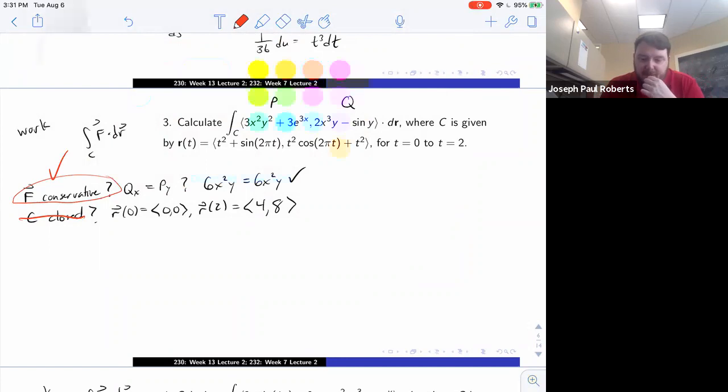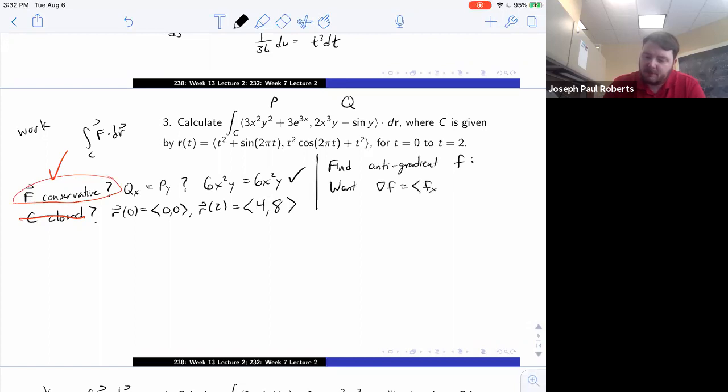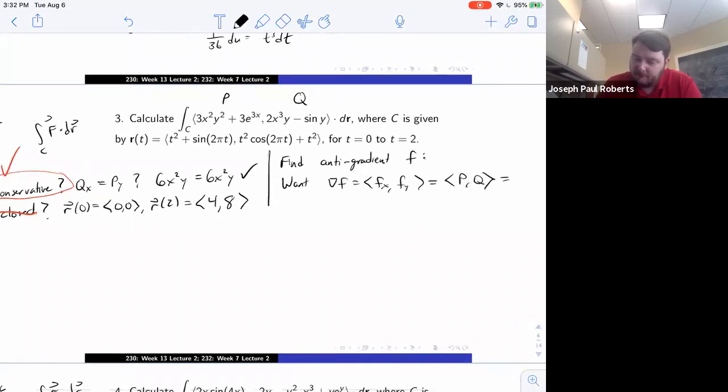So what does that mean? That means that we find an anti-gradient f. So we want grad f, which of course is little fx, little fy, to equal this vector field that we're dealing with.